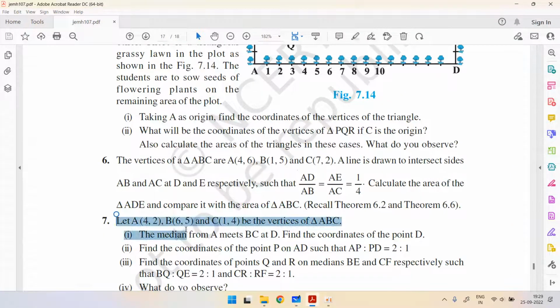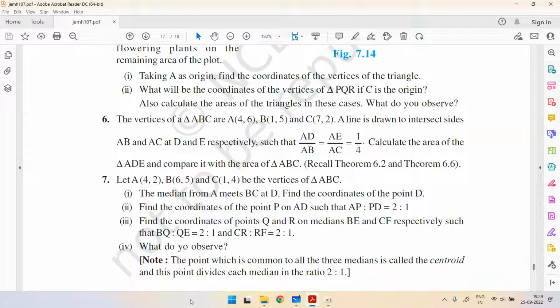Now the seventh question: let A is (4, 2), B is (6, 5) and C is (1, 4) be the vertices of triangle ABC. The median from A meets BC at D. Find the coordinates of D. Second, find the coordinates of point P on AD such that AP:PD is 2:1. Find the coordinates of points Q and R on medians BE and CF such that the ratio is 2:1. And what do you observe?